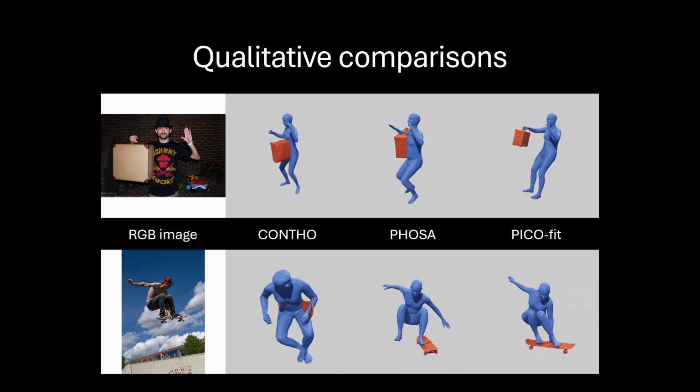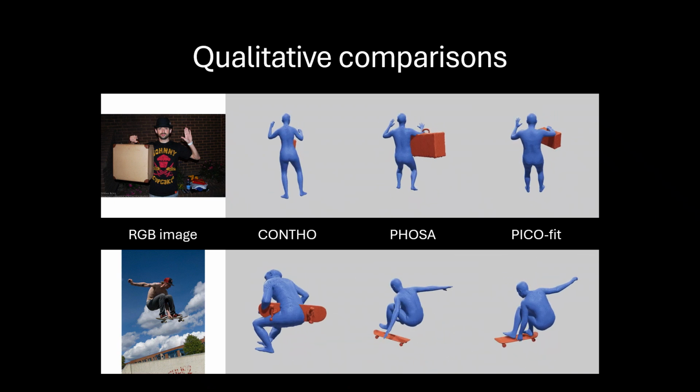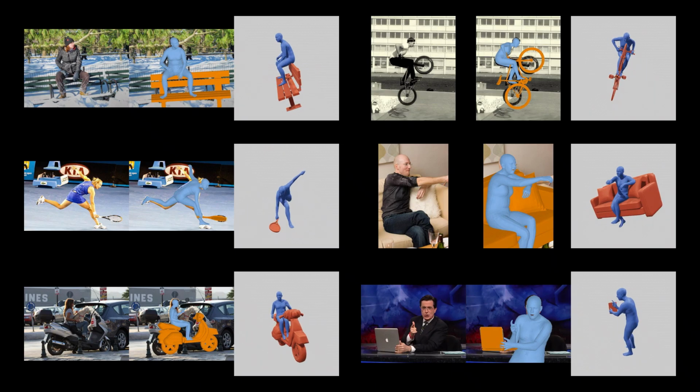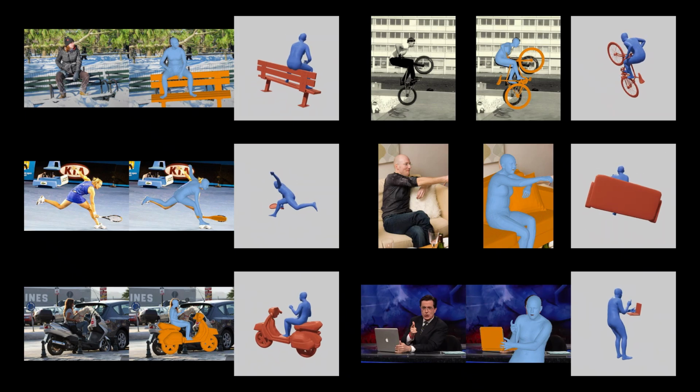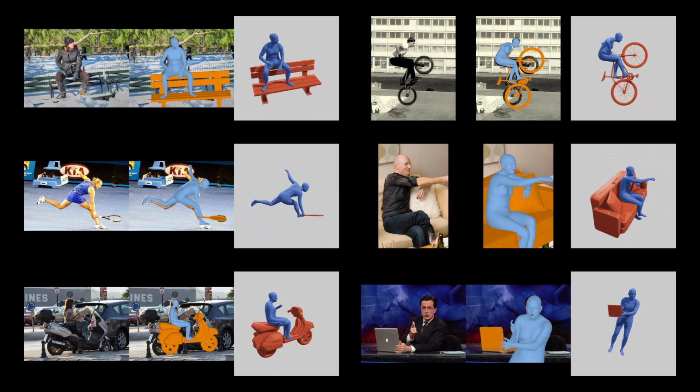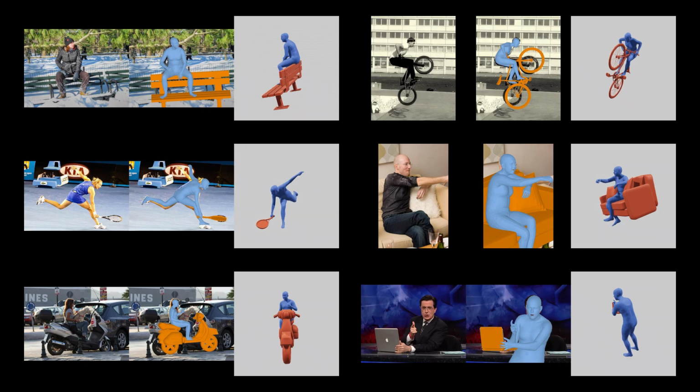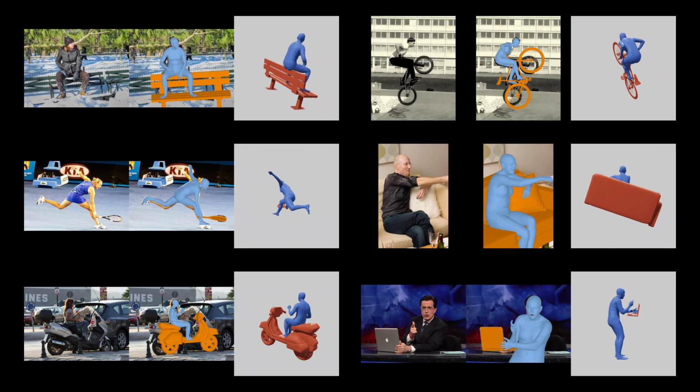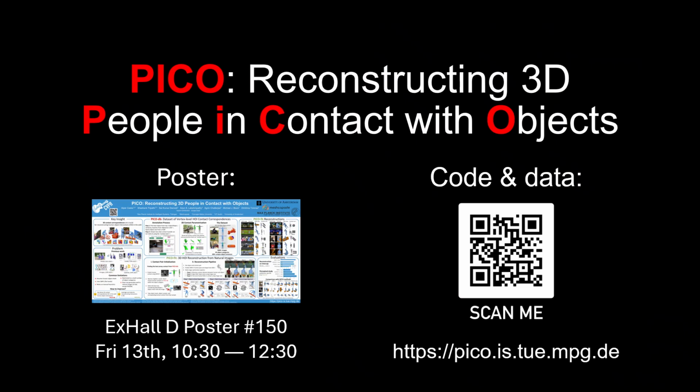Look closely at the contacting body parts of the human. Here are a few more examples that show how our method can find well-matching object meshes and reconstruct nuanced human-object contact, even for unusual interactions. These results show that both PICO-DB and PICO-Fit can be useful for the computer vision community.